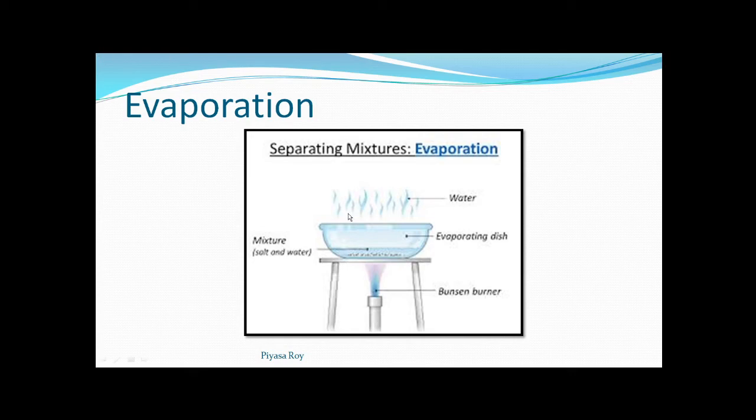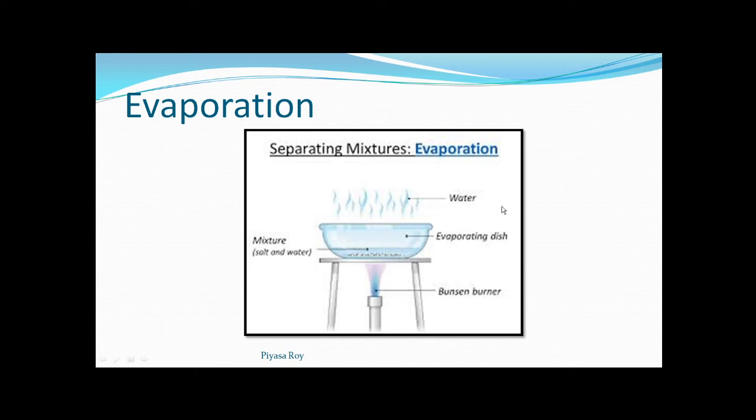By forming water vapor, the watery part goes away, and after some time we see only the salt, because salt cannot evaporate. The salt remains in the evaporating dish. So this process is called evaporation. By converting the water to water vapor, we get back the salt.